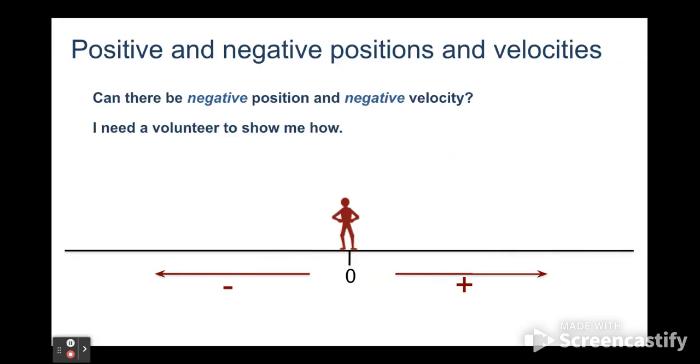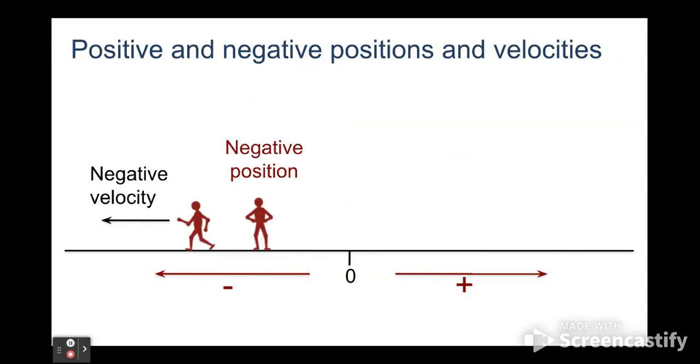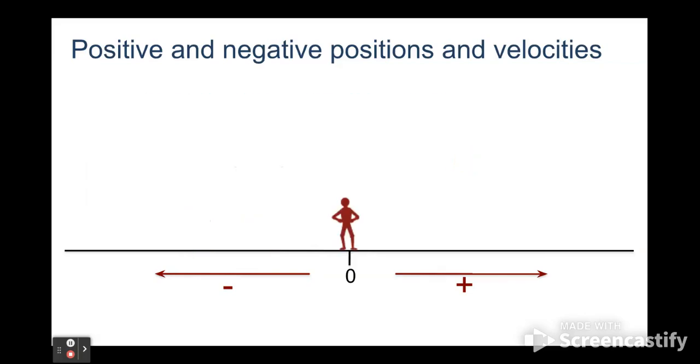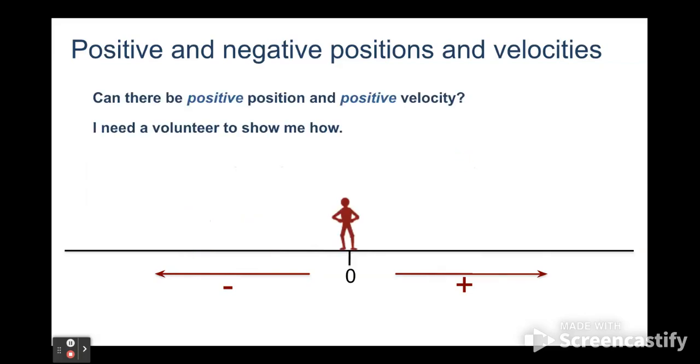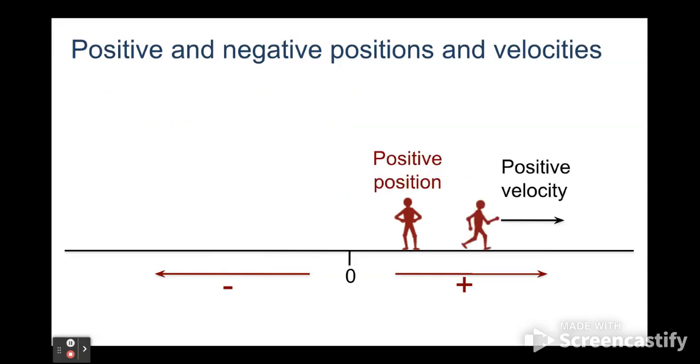Let's see what we got here. Can there be a negative position? I think, negative position, negative velocity. The answer is yes to that one. And then the last one, can it be positive position and positive velocity? So positive position, positive velocity. If the origin is positive and the velocity is positive, that is possible. We can have both positive position and positive velocity.